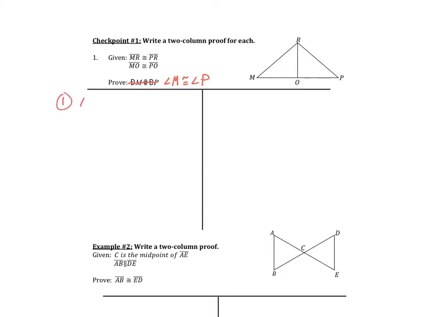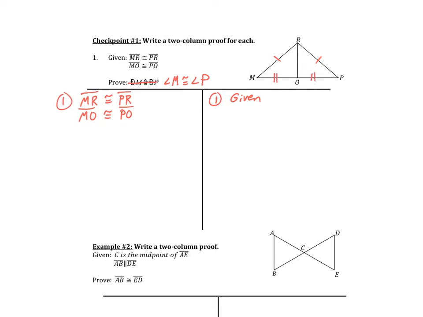Okay, so the given. Always start with the given. Segment MR is congruent to segment PR, and segment MO is congruent to segment PO. And this is the given. Okay, so always start with the given. So let me mark that over here. MR congruent to PR and MO congruent to PO.